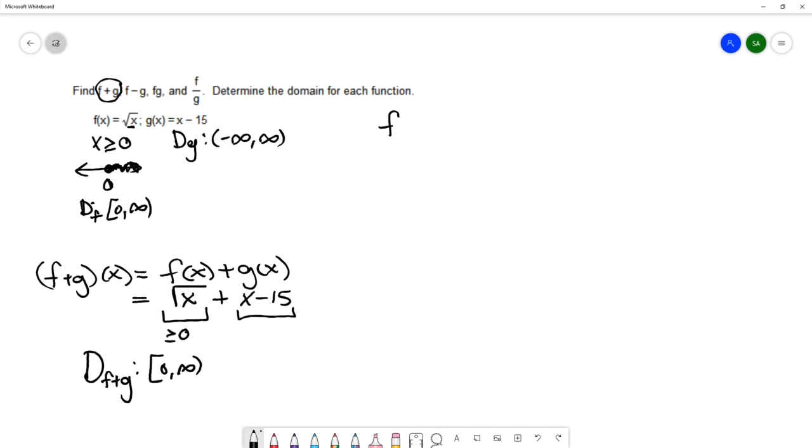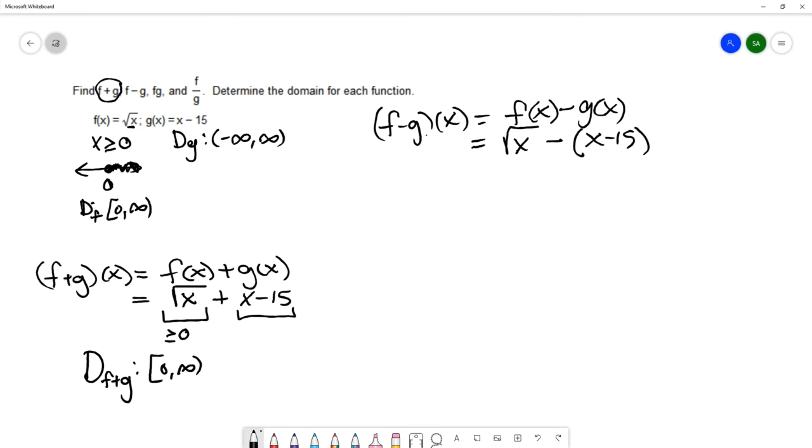Then let's find f minus g. So once again, f minus g is the name of the function, but it is also telling us how to construct it. We want to take the function f of x and subtract g of x. That's square root x minus the whole function x minus 15. So we need to make sure to distribute that minus. So that's square root x minus x plus 15.